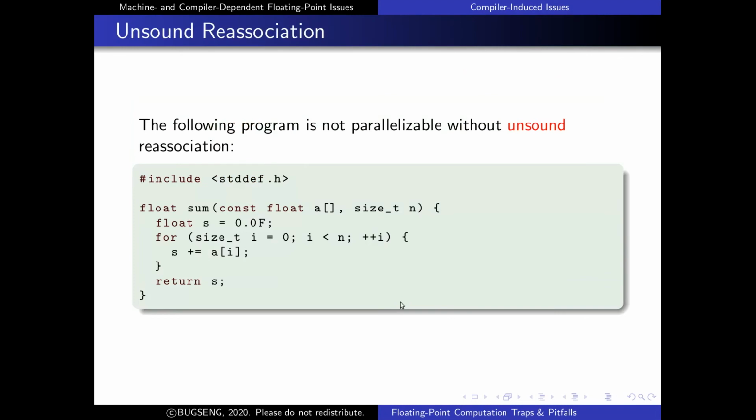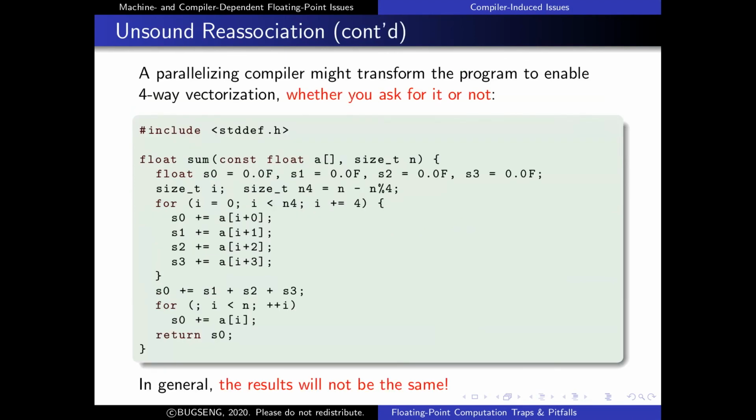Let's see another example: summation of the floating point numbers in an array. We have seen this program in the last webinar. We will see it another time today, just as a reminder. This is not parallelizable unless you are allowed to reassociate the addition, which is not associative, as we know from the first webinar. Nonetheless, a parallelizing compiler might transform this program we have seen in the previous slide to enable four-way vectorization, even if you don't ask for it, meaning in the default configuration.